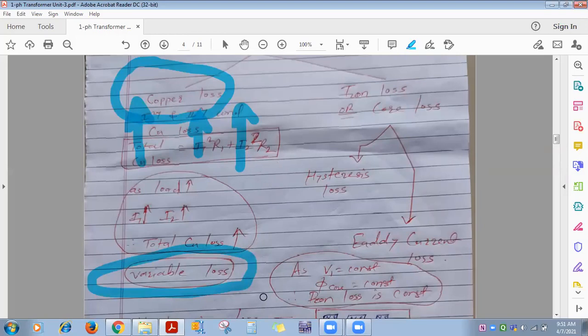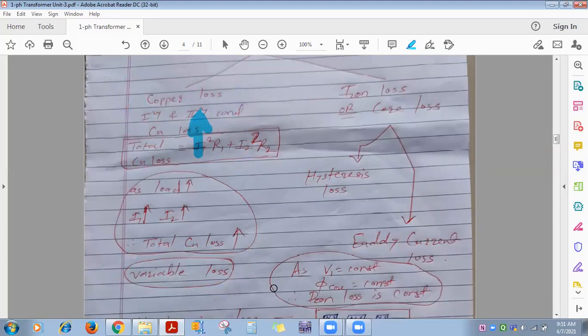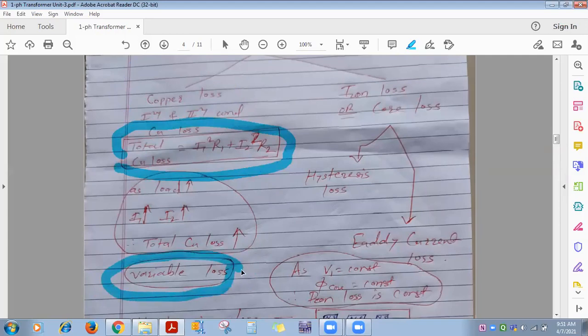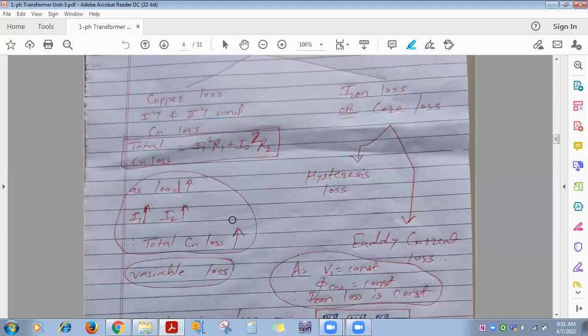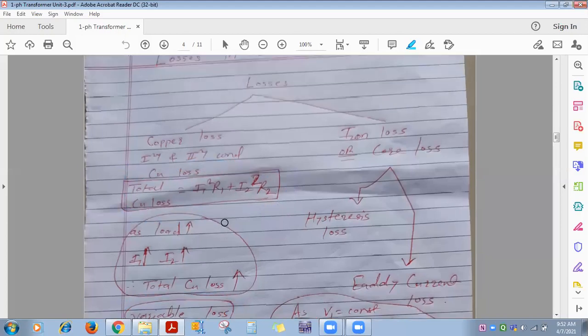Why it is called as variable loss? Because you go on changing load, increase load, I1, I2 increases, so copper loss will increase, variable loss. Reverse thing happens when you decrease the load. You go on decreasing load on transformer, I1, I2 decreases, copper loss will decrease, variable loss, isn't it? So this is about the copper loss, which takes place in primary and secondary winding.